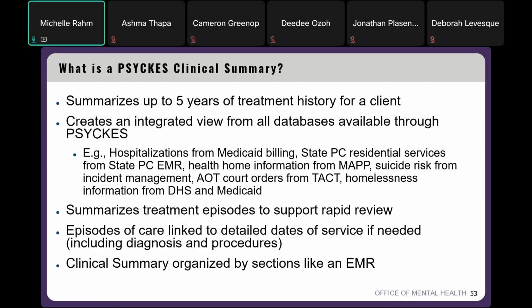The clinical summary really takes data from Medicaid billing and other state databases and provides an integrated view of that information. So things like hospitalizations, state PC data, health home enrollment, outreach from MAP. We have suicide risk information coming from NIMRS. Just a wealth of information can be included in that clinical summary. And it really takes all this data and summarizes it into user-friendly, easy-to-read treatment episodes to really help support that rapid review for our users.